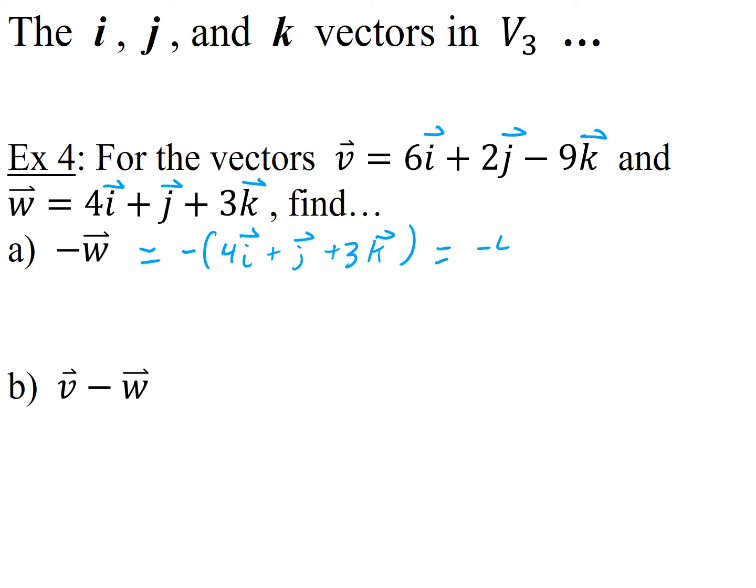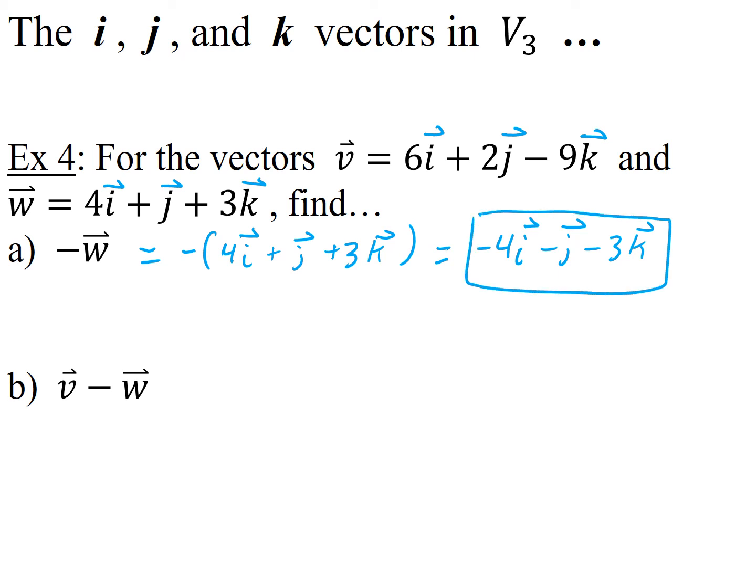So we're going to get -4i minus j. It's like the y component is -1 now. And then minus 3k. You can just write it like that. So like the z component would be -3. Okay, so that's the answer to that one.